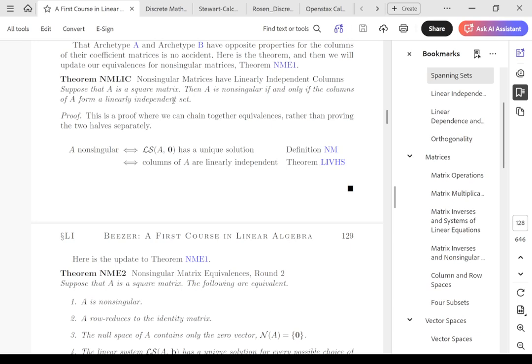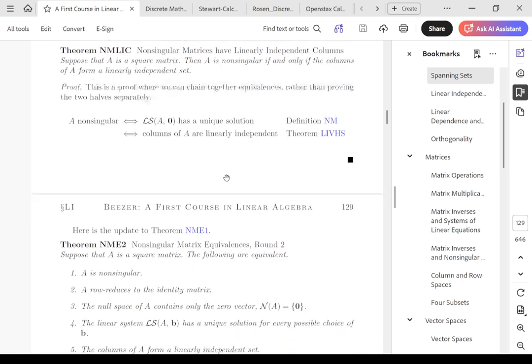Now that makes total sense. If we think of the columns of this matrix as a linear dependence relation set equal to the zero vector, well, if it's non-singular, the only solution that's going to work is the trivial solution. So we now have another form to describe non-singular matrices, in terms of linearly independent sets.